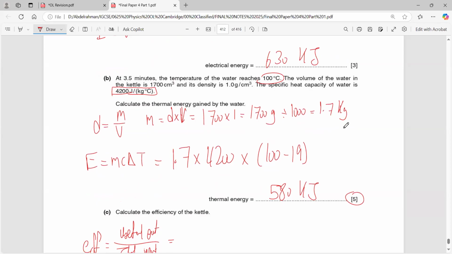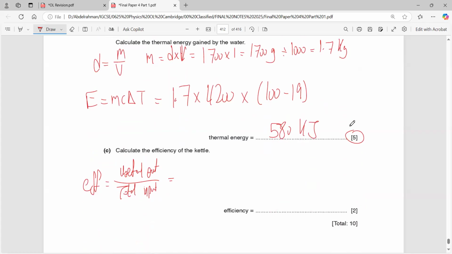Which of them is the input and which is the output? Guys, I told you, always the larger number would be the input and the smaller number would be the output. That's it. Here 630 and here 580. We can multiply by 100 to find the percentage. So this would basically be 92%. So total input is the larger number, useful output is the smaller number.